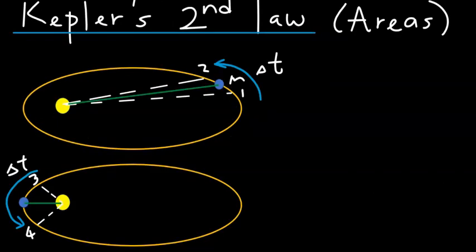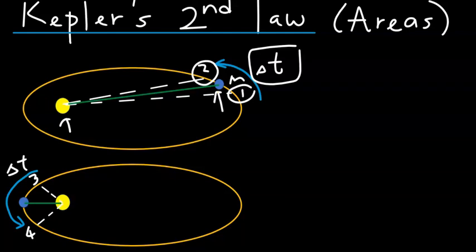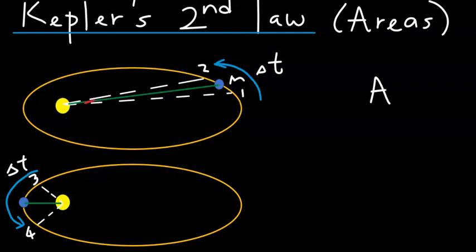Kepler's second law essentially is a law concerning areas and therefore angular momentum, as we shall see shortly. The upper figure here shows a planet with mass m that moves around in an elliptical orbit around that Sun. As the planet moves from point 1 to point 2 in a time interval of delta t, this green line that connects the Sun and the planet will sweep out a certain amount of area. Let's call it A. We can shade that area in the following manner.